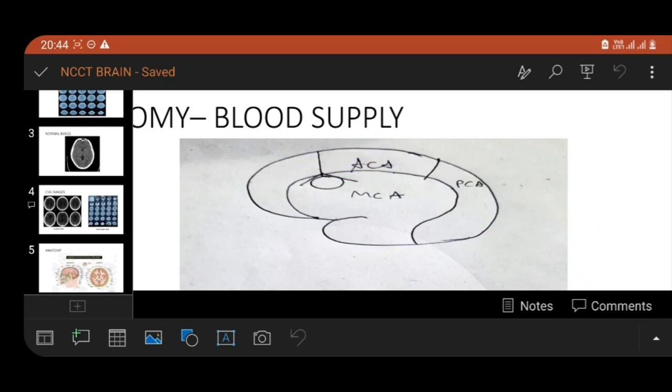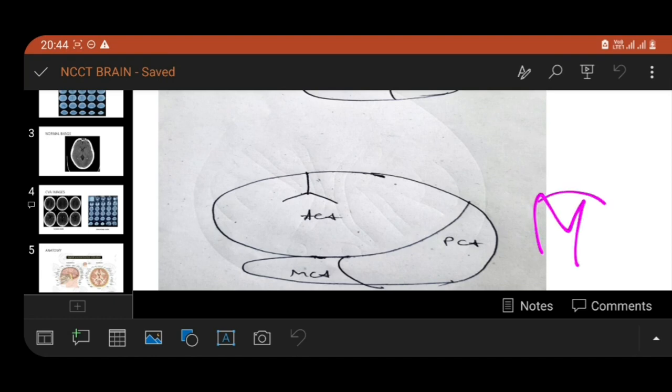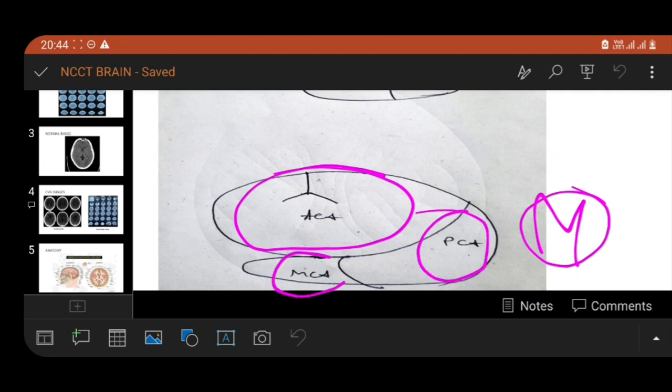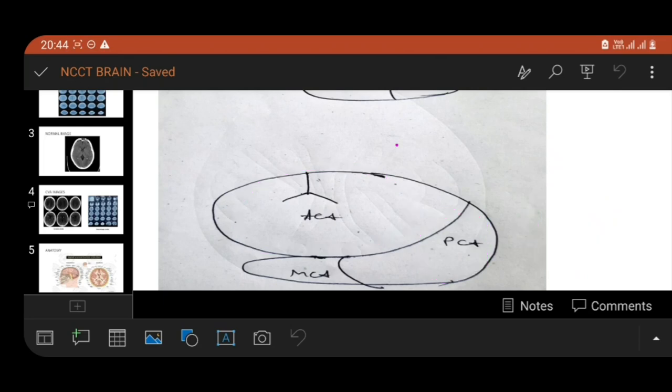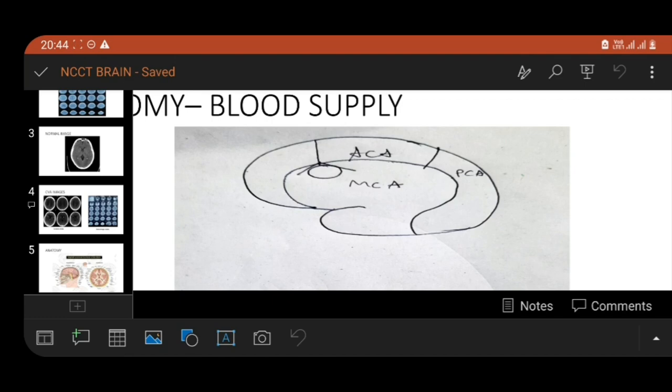Okay, now see here, it is medial view, and this area is supplied by anterior cerebral artery, this area is posterior cerebral artery, this is middle cerebral artery. Why I am saying this? Look, in the first diagram, I have represented something. What is this? This is your face and hands. So if MCA damage or middle cerebral artery damage, there will be abnormality in face and hands.